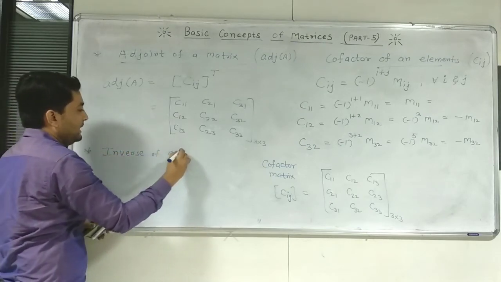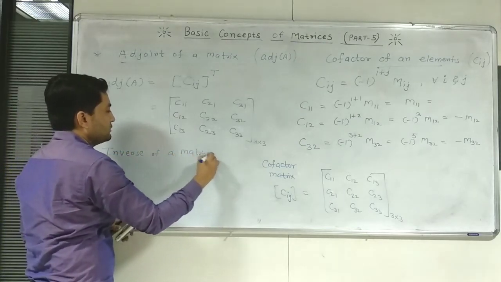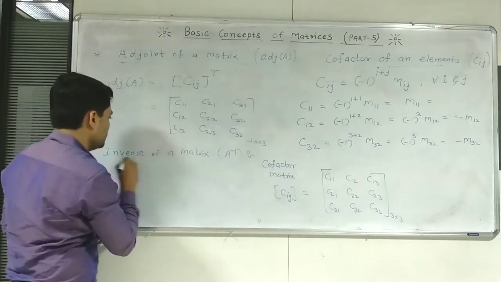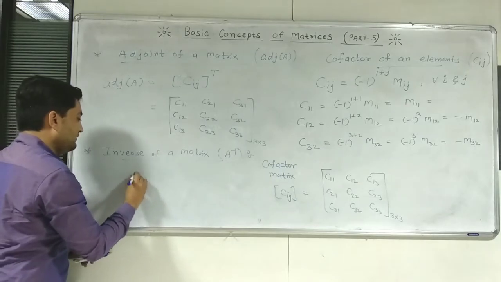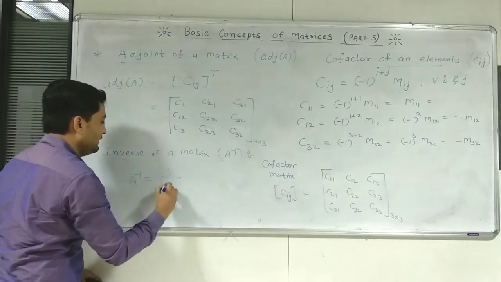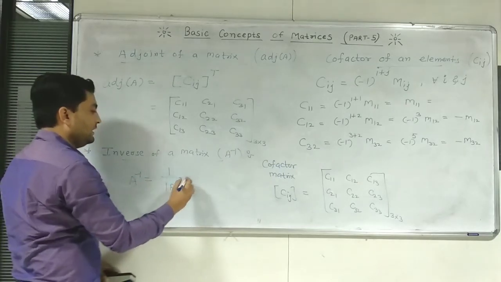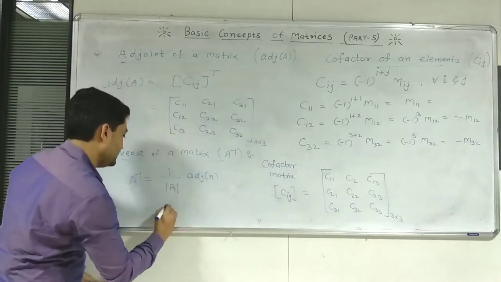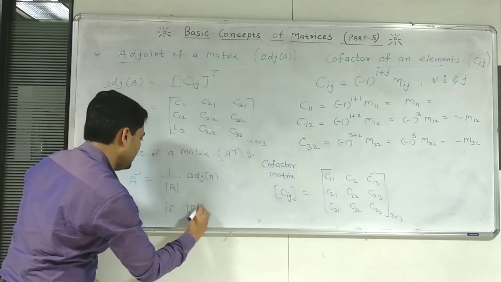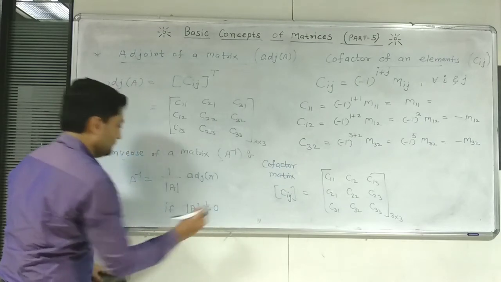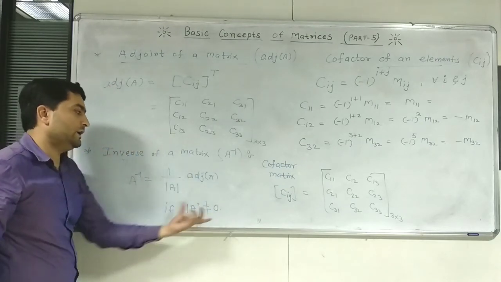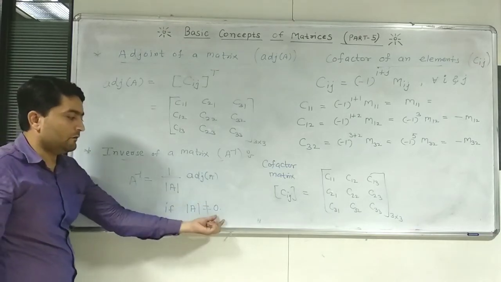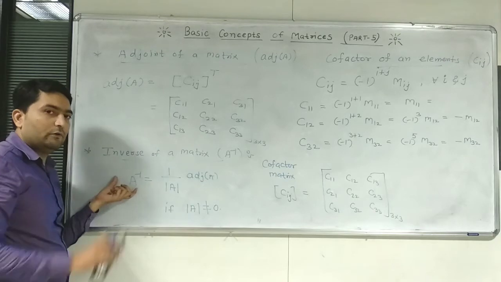Inverse of a matrix. Its notation is A inverse. Its formula is A inverse equal to 1 divided by determinant of A, multiplied by adjoint of A. But the condition is determinant of A is not equal to 0. If the determinant is 0, we cannot find its inverse. If the determinant is not equal to 0, then we have to find its inverse.